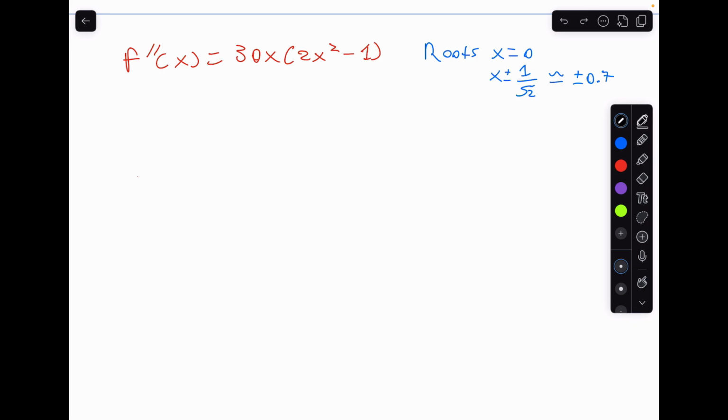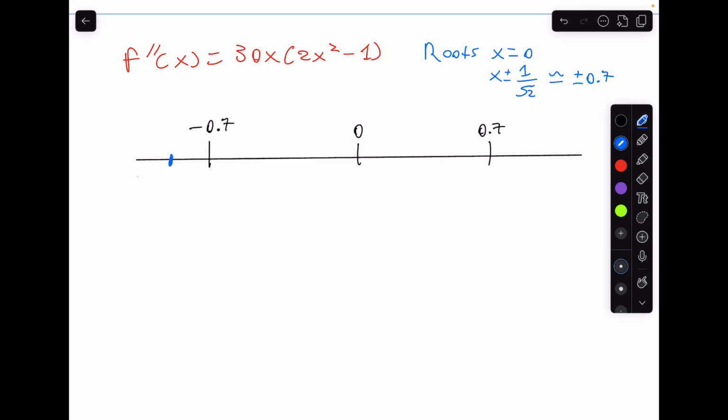Okay, so now that we have all of our information to solve the problem, f double prime and its roots, we can use a number line to figure out what's going on on the left and right side of each root. Also, I've approximated 1 over root 2 as plus or minus 0.7. I find it's just a little bit easier to read on the number line. So first things first, let's place our roots on the number line. We have 0 here, we have negative 0.7 on this side, and then positive 0.7 on this side.